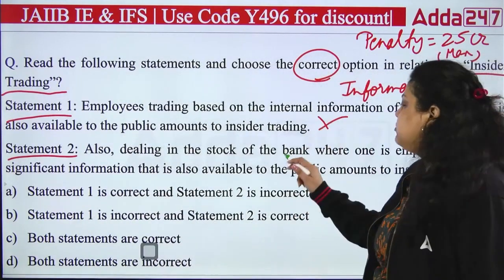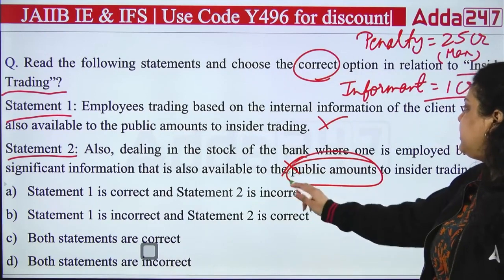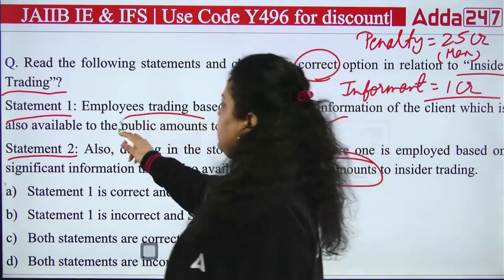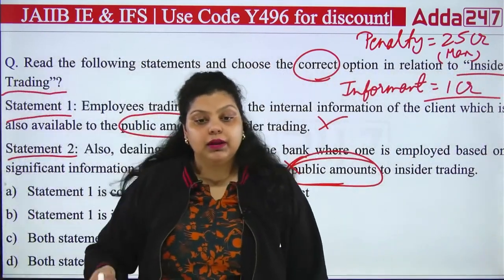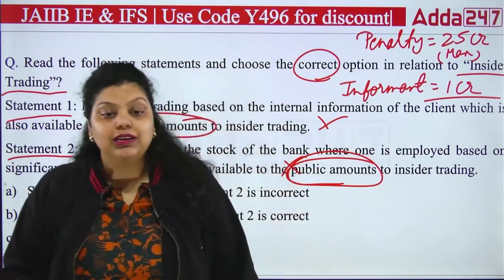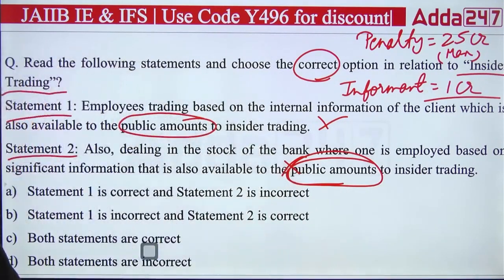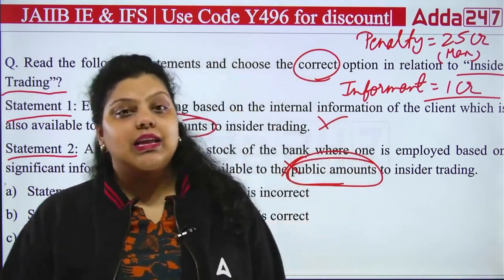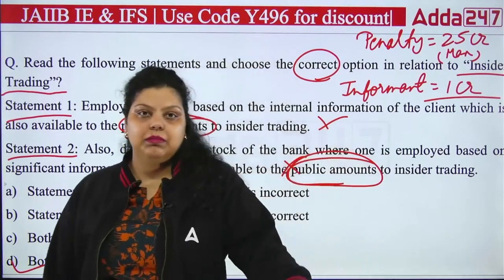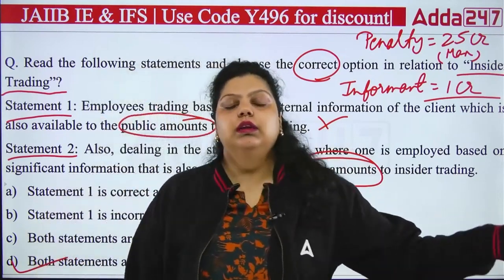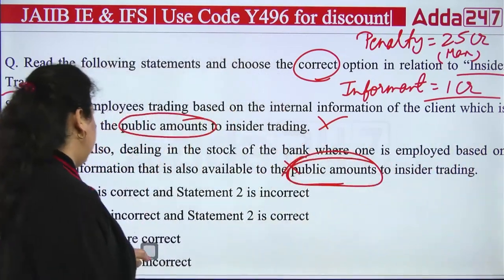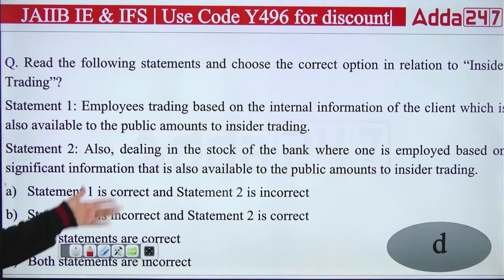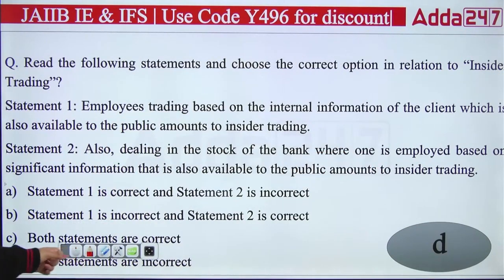And both statements are wrong because they say the information is available in the public amount. If the information is already available in the public, how can you call it insider trading? It's not insider trading in that situation. So your right answer will be both are incorrect. Both statements are incorrect here, because insider trading means when the selling and purchasing of shares of a particular company is done on the basis of its internal information. That is known as insider trading. So if the information is available in the public, it's not insider trading. So the right answer is D.